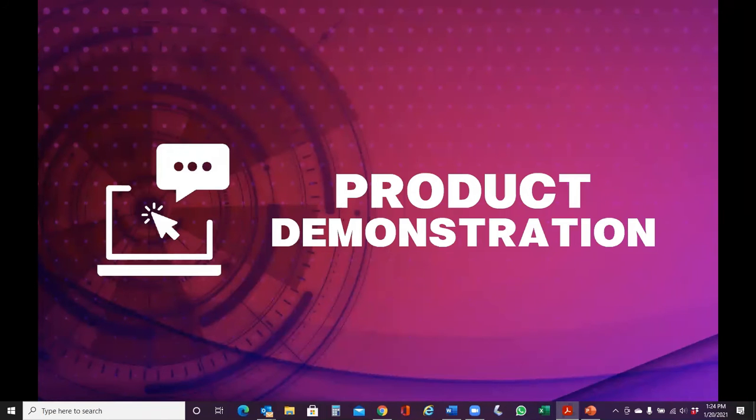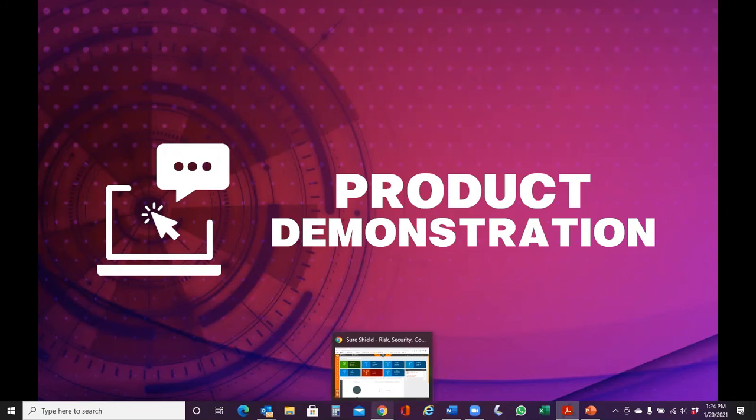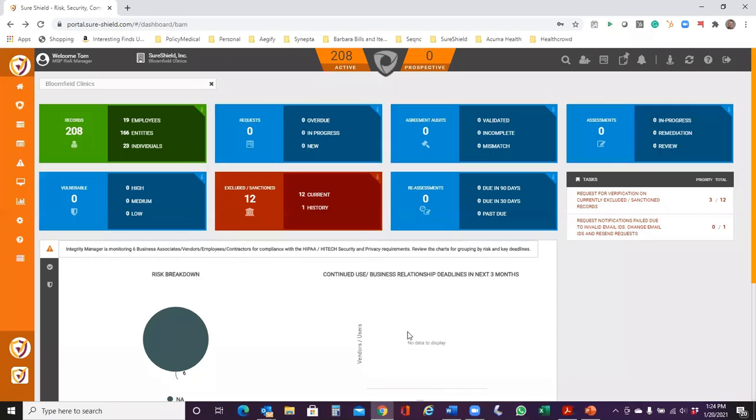So I'm going to pause there, and I'm just going to spend a little time to give you a visual overview of how the product works. So let me just move over to this. And what you should be seeing here is, in this case, an organization called Bloomfield Clinics. I'm now in the Integrity Manager solution provided by SureShield, and I'm under the auspices of an organization called the Bloomfield Clinics.